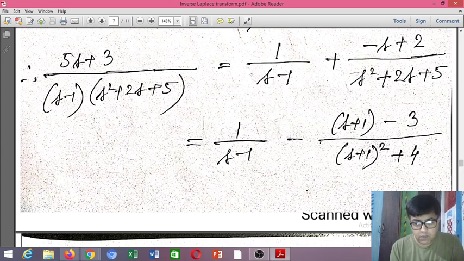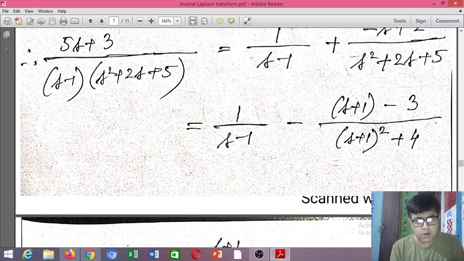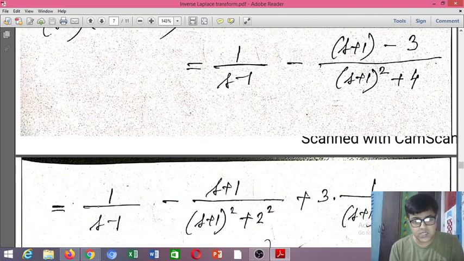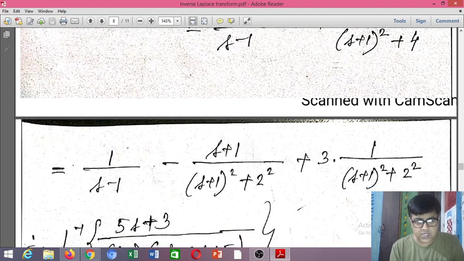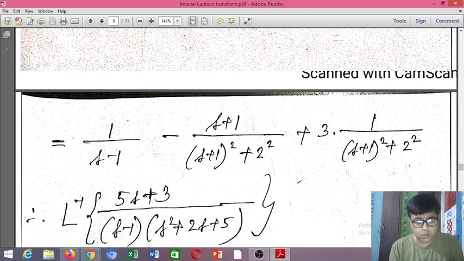So those results are very important. You must remember those 7 results. So we just separated it to make it easy. Instead of taking it directly, we just write 1 by s minus 1 minus s plus 1 divided by s plus 1 whole square plus 2 square, and the other term 3 into 1 by s plus 1 whole square plus 2 square. So you take the inverse Laplace transform, because that's what we have done. No more to do, no more to reduce it further.